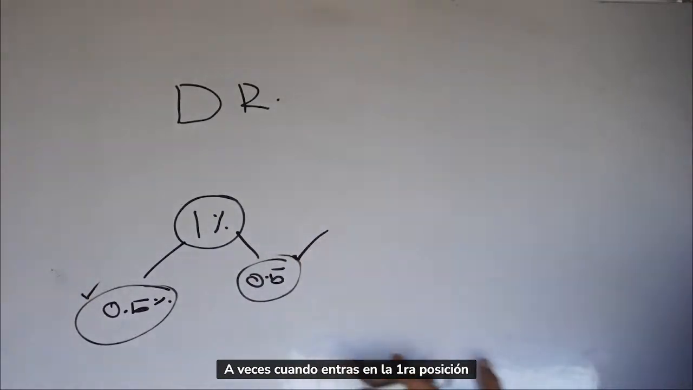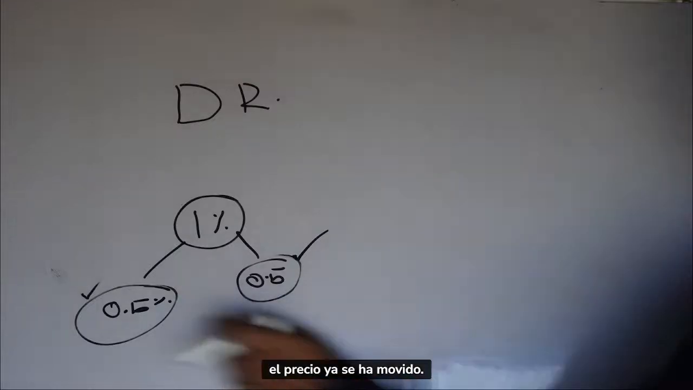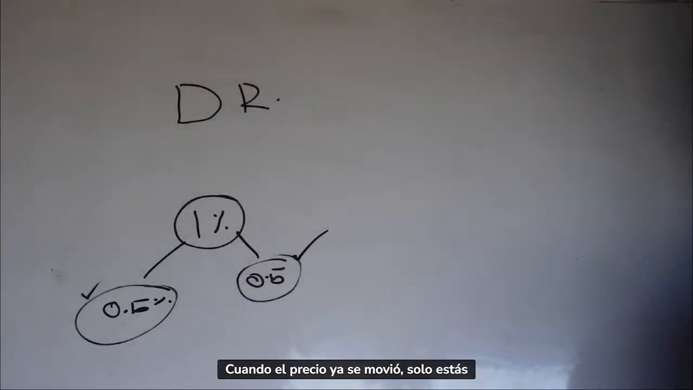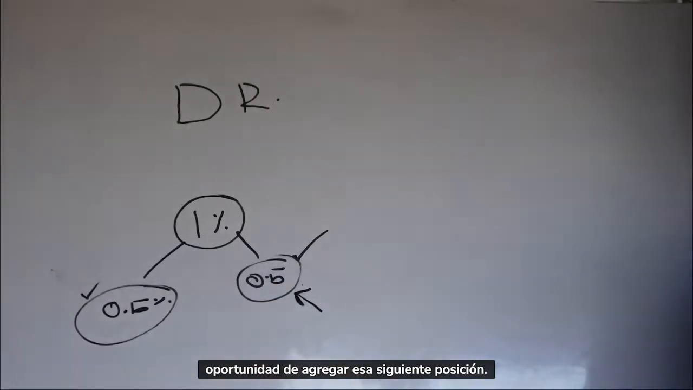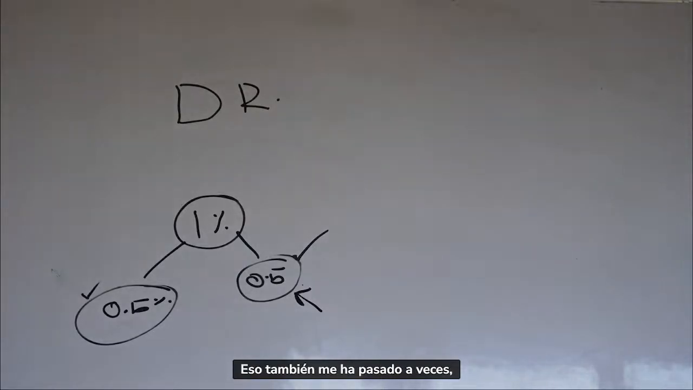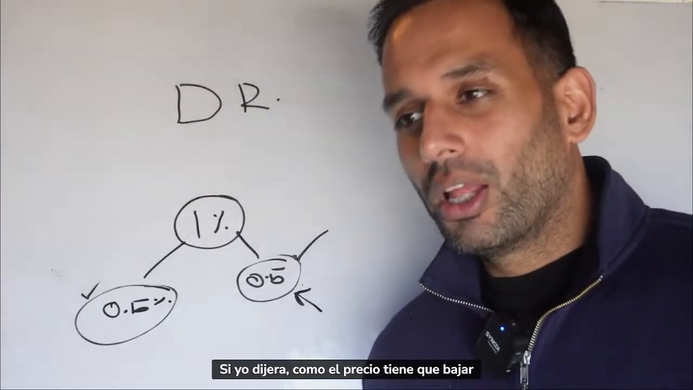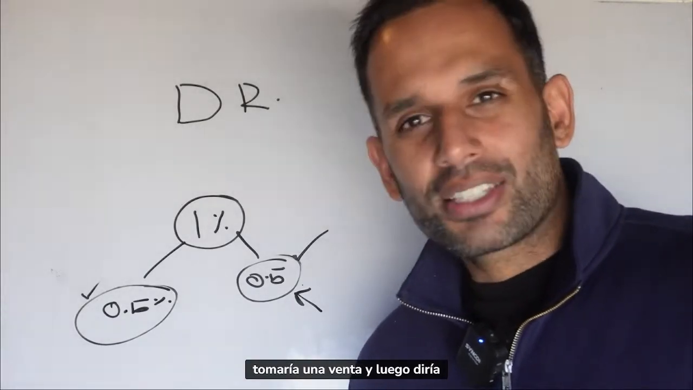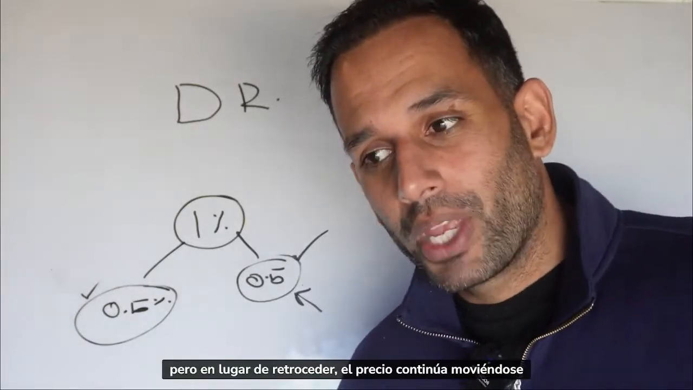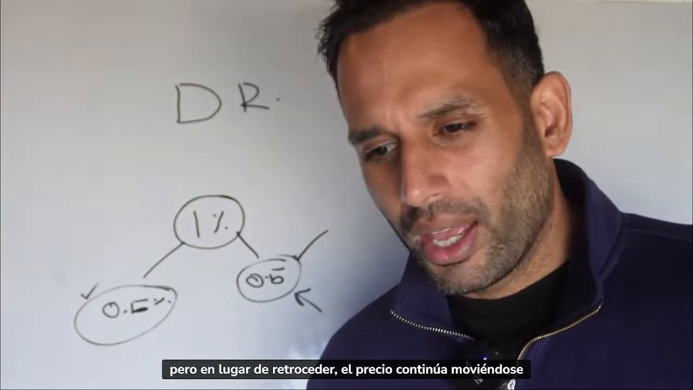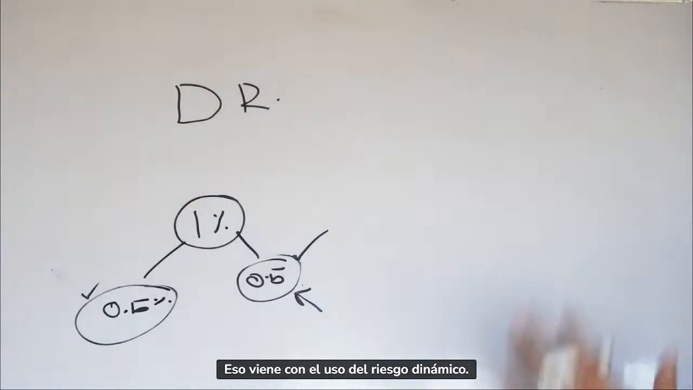Now, sometimes when you enter the 1st position and you want to wait to enter the 2nd position, price may already move. When price already moves, you're only stuck with just 1 position and you had no opportunity to add that next position. That has sometimes happened to me as well, right? If I say a price has to go down, and I take a sell, and then I say that I'm going to enter another sell as price retraces, instead of retracing, price just continues moving, and I'm left with just 1 position. That's very, very normal. That comes with using dynamic risk.